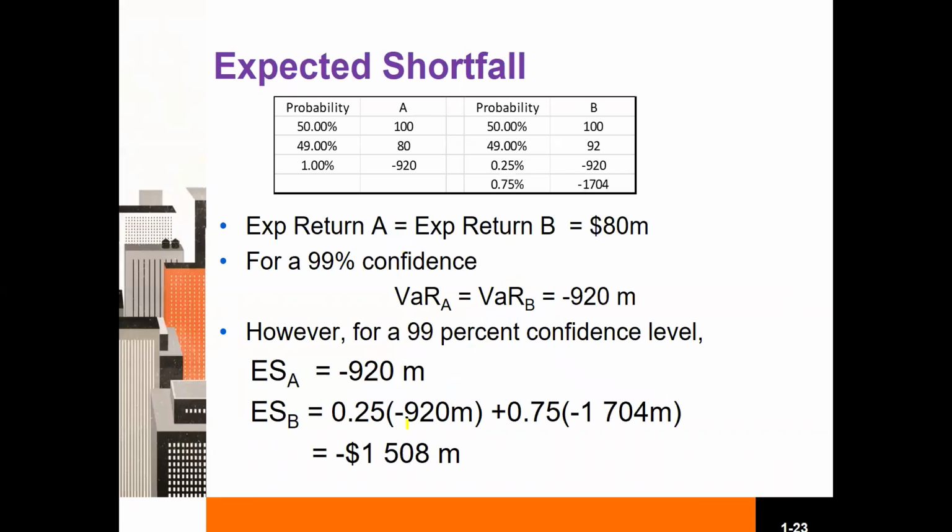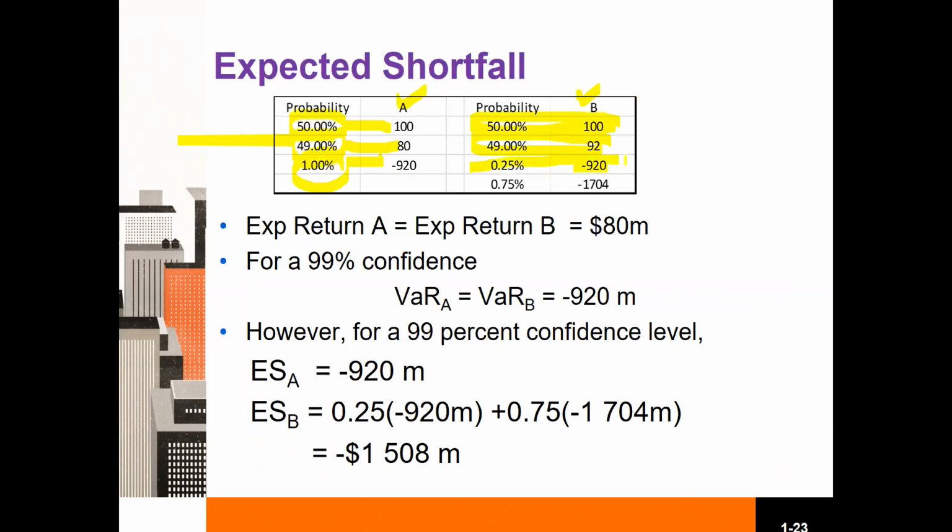Now, if we look at this example here, you can see that we have two securities, security A and security B. For security A, there is a 50% possibility that the value will be 100, 49% possibility that the value will be 80, and 1% possibility that the value will be negative 920. And for security B, 50% possibility that the value will be 100, 49% possibility that the value will be 92, and 0.25% possibility that the value will be negative 920.